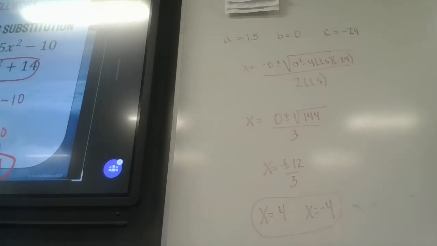Using the quadratic formula, you should get to 4 and -4. Or we could try using square root method, or Flynn says X factor method works as well. I'm going to show the square root method just because we haven't done that in a while. That problem's not done. You have to still find y.